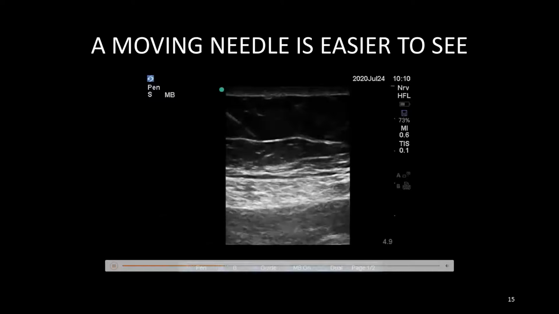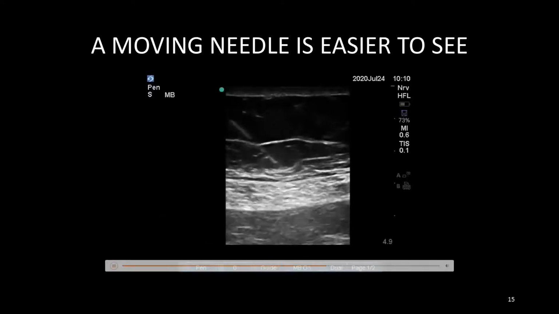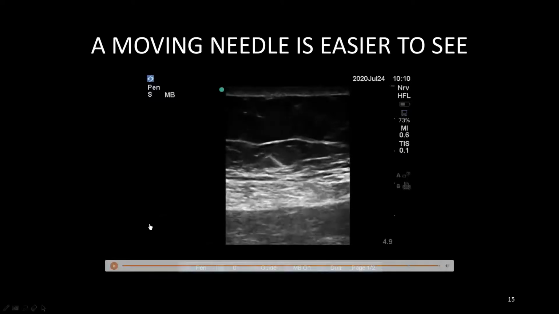So in this picture, you can see a needle which is moving through the fascias, and it is visible to us in the eye, and the visibility is okay. Like we know where our needle is going.